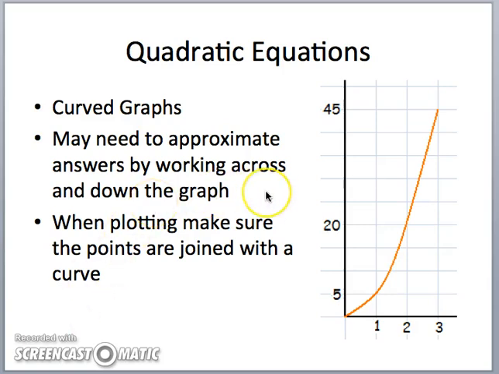When working out answers, you may need to find an approximate answer. We may need to use this curve and a straight line across from the y-axis and then down to the x-axis to get an approximate value. The next slide will show an example of this.